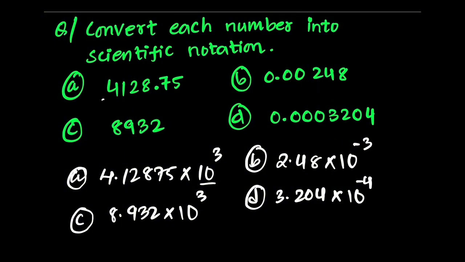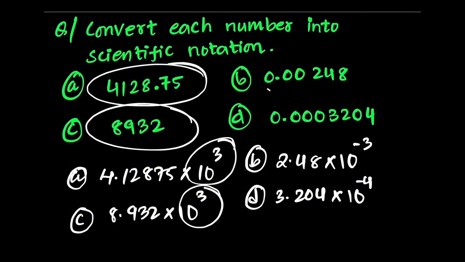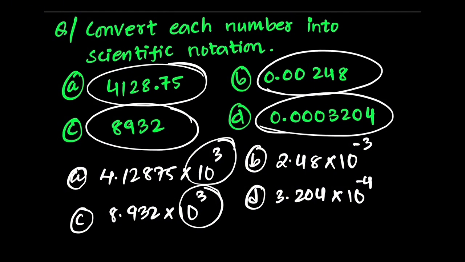So the key take-home message while converting a number from standard notation to scientific notation is that if numbers in standard notation are greater than 1, then its power of 10 will be positive while converting to scientific notation. And if the numbers in standard notation are less than 1, its power of 10 will be negative while converting to scientific notation.